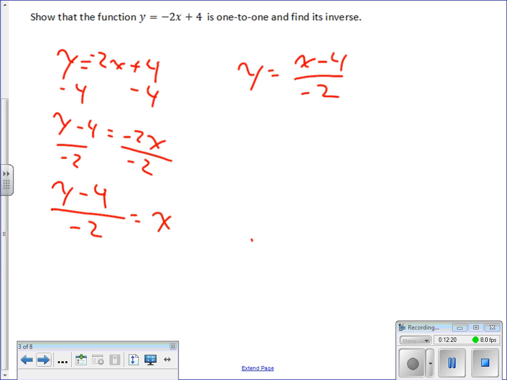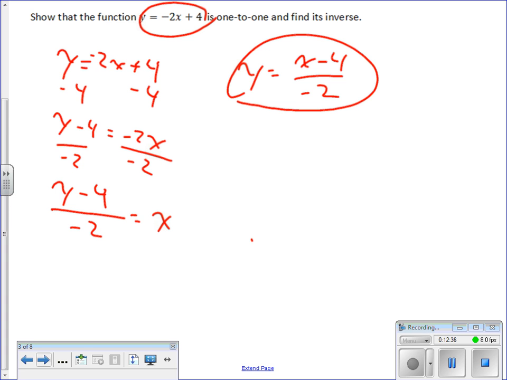That's the inverse. This is the inverse of that. That's what you do. Take the one equation, solve it for x in terms of y, go from there.